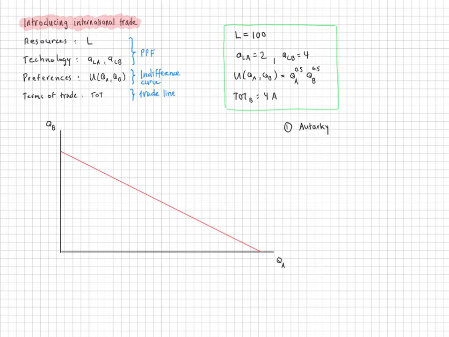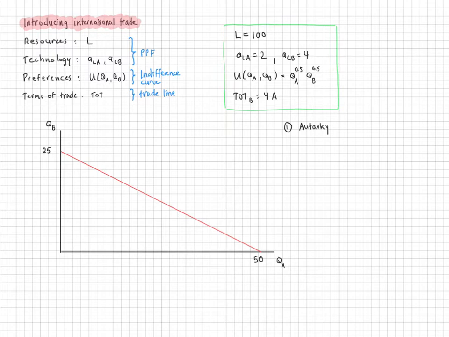So the first thing that we will do is draw the production possibilities frontier for this country. And I have already started that. I drew it. I'm just going to go ahead and put in the intercepts. So of course the maximum amount of good A we can produce is 50. That's just L divided by ALA. And the maximum amount of good B we can produce is 25, which is L divided by ALB. And then, this red line shows all the combinations of good A and B that the country can produce, given its resources and technology.